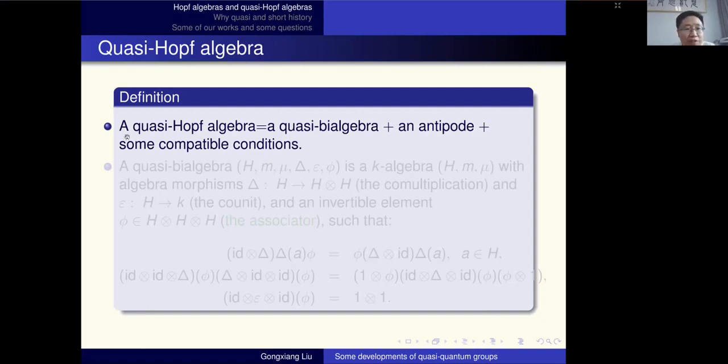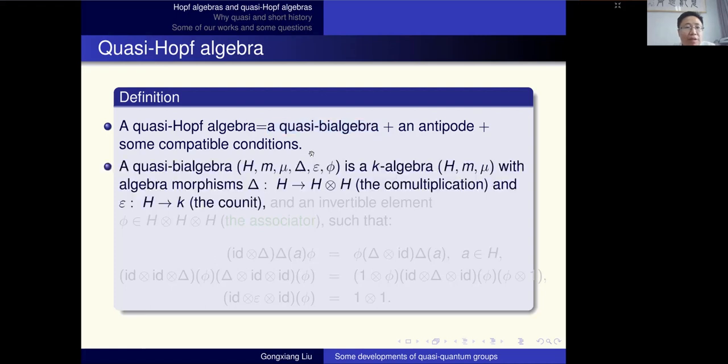Quite similarly to the Hopf algebra, a quasi-Hopf algebra just means a quasi-bialgebra plus an antipode, plus some compatible conditions. So the key point is we need to explain the meaning of a quasi-bialgebra. A quasi-bialgebra is similar to the bialgebra, but more complicated.